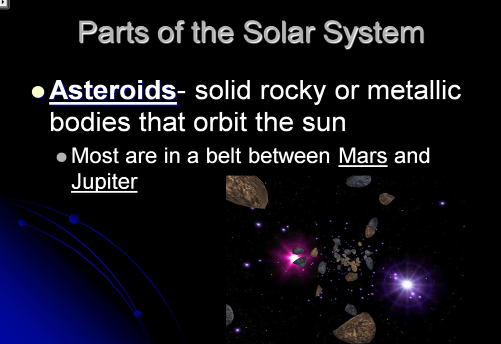Asteroids are another group. This is possibly the most numerous group. These are solid rocky or metallic bodies that orbit the sun but don't fit the other characteristics. Most are in a belt between Mars and Jupiter, otherwise called the asteroid belt.